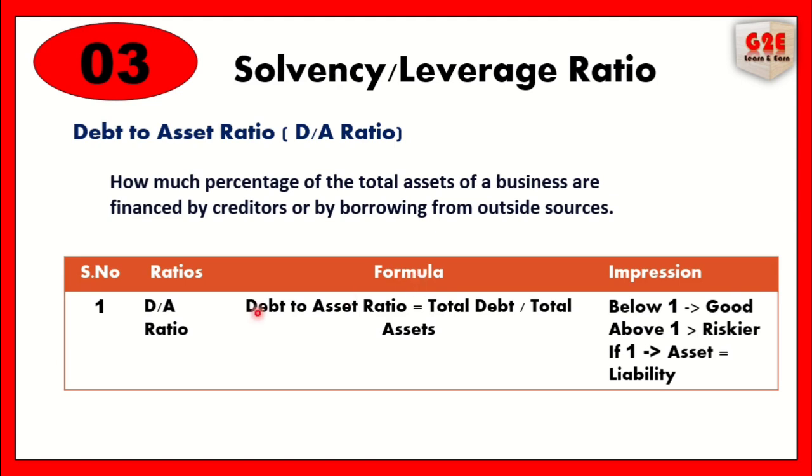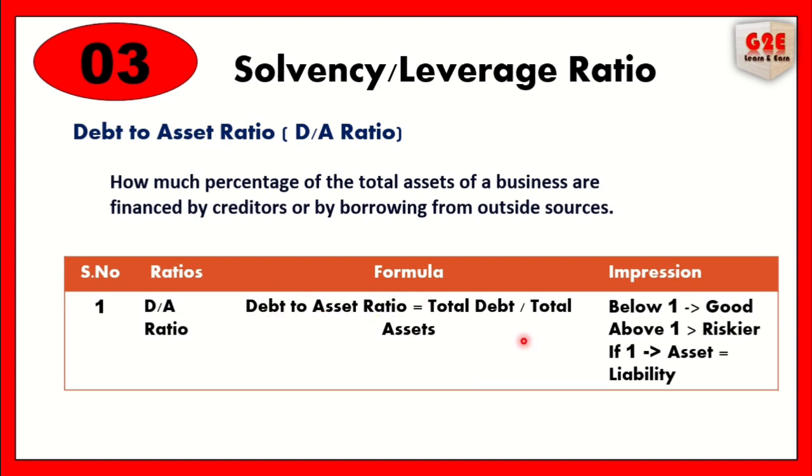So how can we calculate this one? Debt to asset ratio equals total debt divided by total assets. Total debt I already told you in the previous slide: short-term debt as well as long-term debt. As for total assets, it's the same: current assets, non-current assets, intangible assets. All those things you can add over here, and from that you will get the particular ratio.